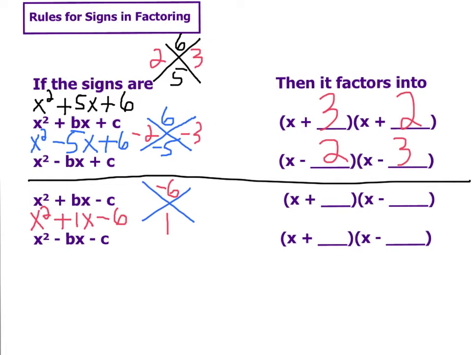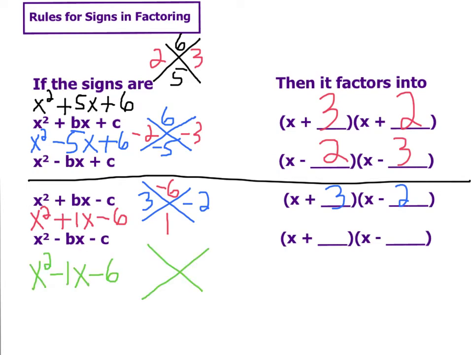And I'll show you what it is. We know it's going to be a 3 and a 2, but it will be 3 multiplied by negative 2, because if we do 3 multiplied by negative 2, we get negative 6. But 3 plus negative 2 is positive 1. So you want the bigger number with the plus sign if the b is positive. So remember that when we look at this one.